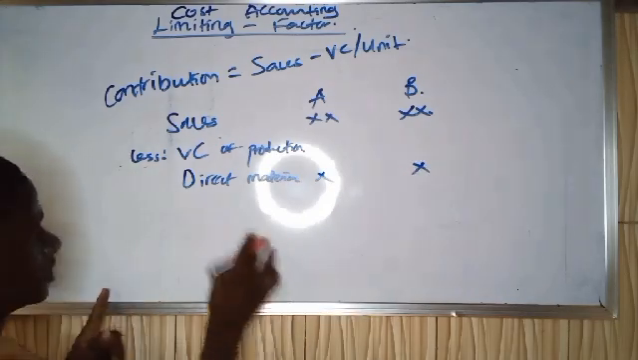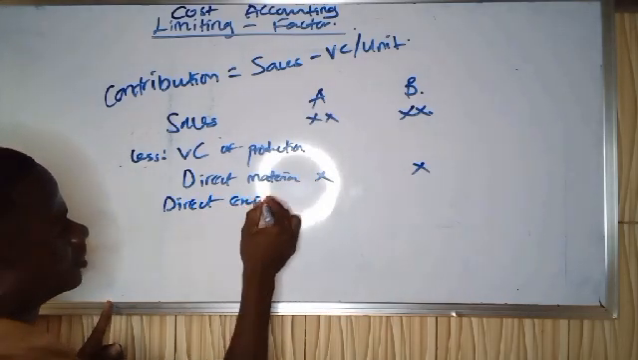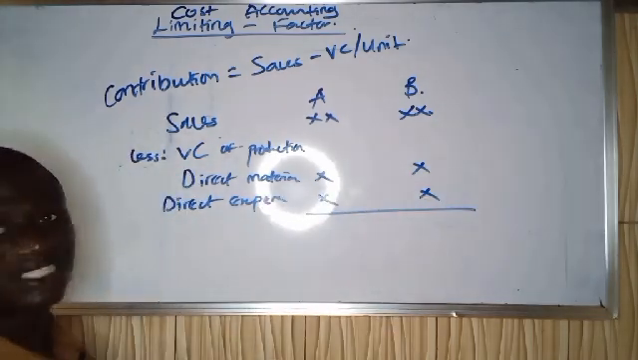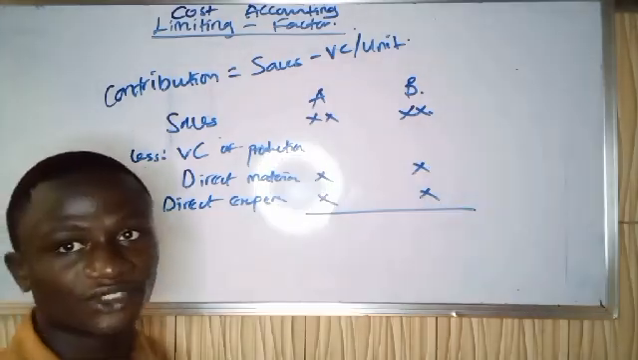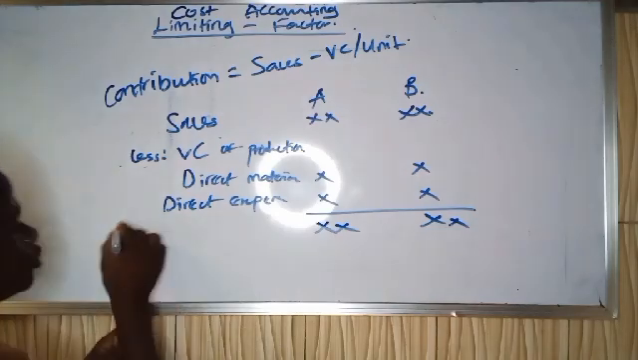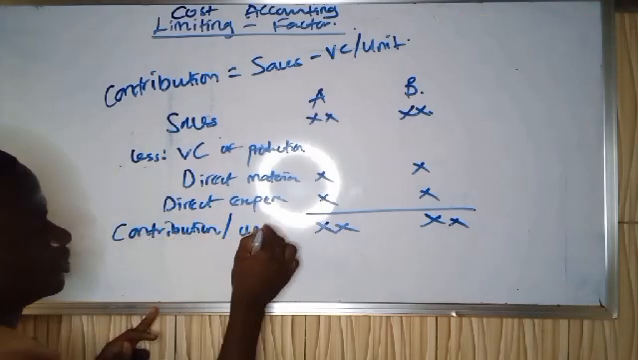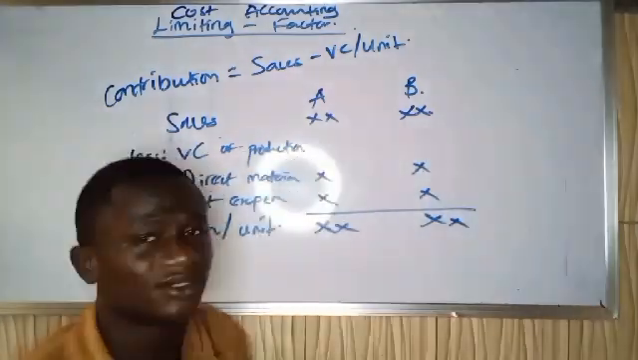We have our direct expenses. Direct expenses. Let's leave it there like that. So you will subtract your variable cost of production from your selling price of each, and that will give you your contribution. So let's say this is our contribution per unit. Contribution per unit.